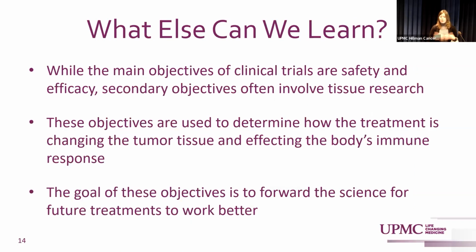So what else can we learn? How can we put this together? While the main objective of many of our treatment trials are safety and efficacy, secondary objectives are often involving tissue research. These objectives are used to determine how the treatment is changing the body's immune system or the tumor itself. I should note, we do have studies where these tissue-based objectives are the primary objectives, but in many of our studies, they're also the secondary. The goal of these objectives, again, is to forward the science so we can develop better treatments or understand even why certain treatments aren't working, so what patients do not see treatment responses with.